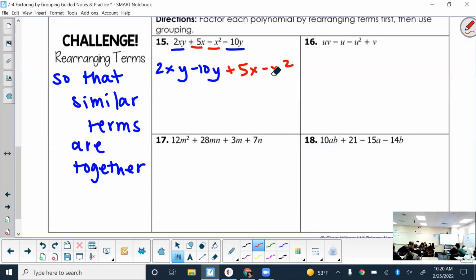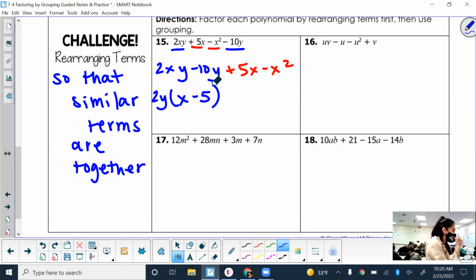And so now these are grouped together and those are grouped together. What would be the GCF of the blue group? 2y, so then factor that out. What's 2xy divided by 2y? And what's negative 10y divided by 2y? Negative 5.